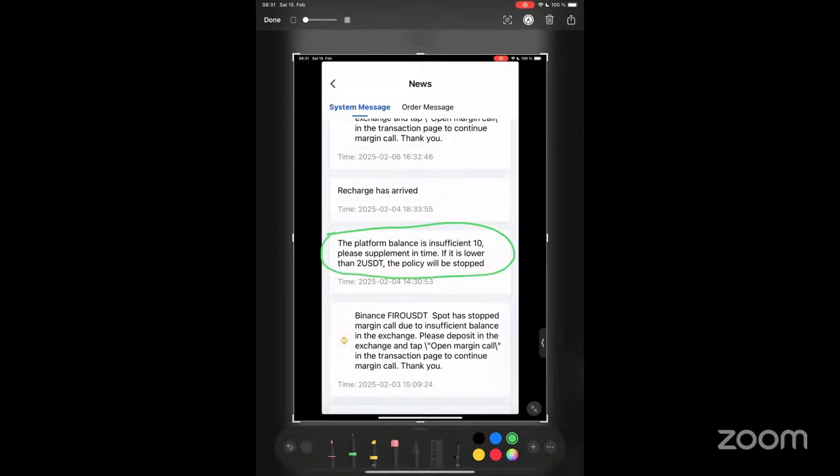The platform balance is insufficient. 10. Please supplement in time. If it is lower than 2 USDT, the policy will be stopped.